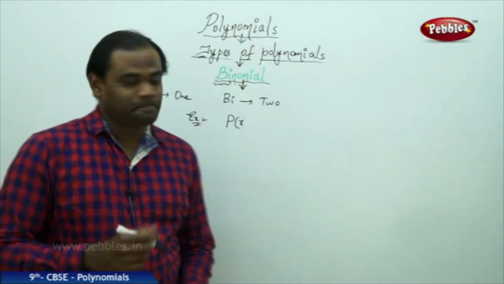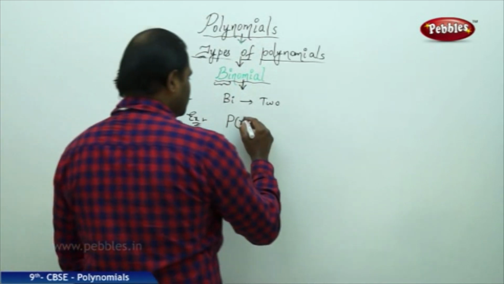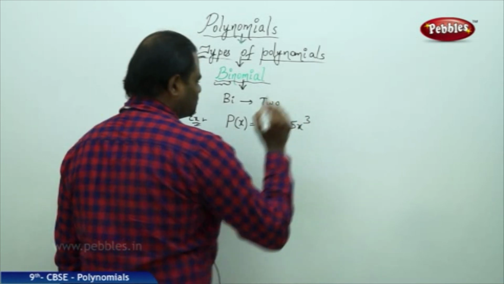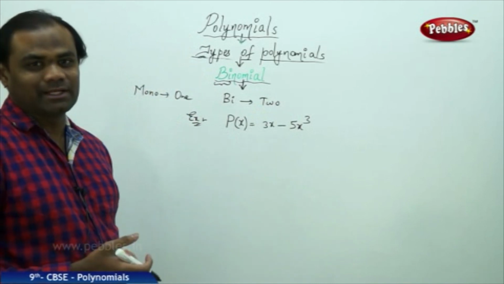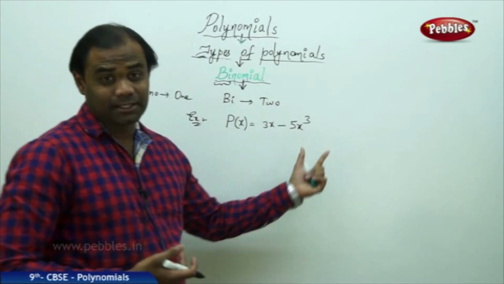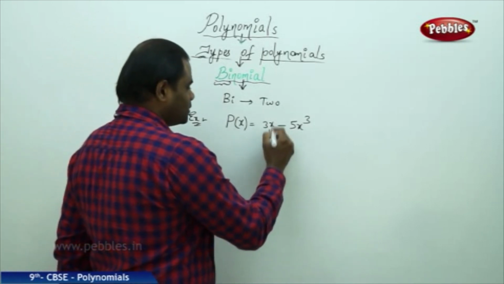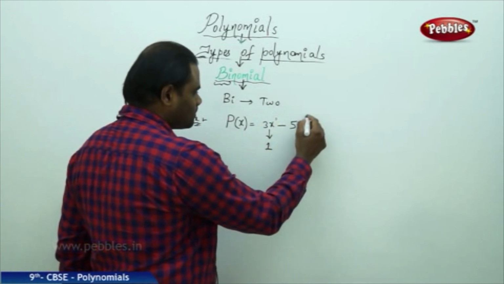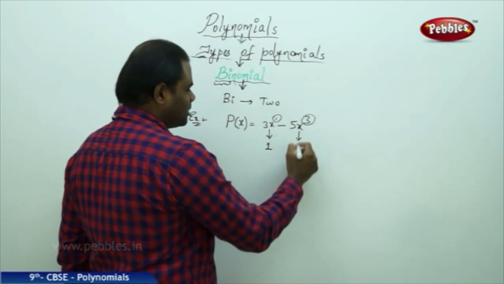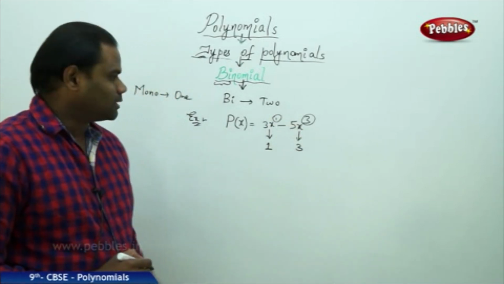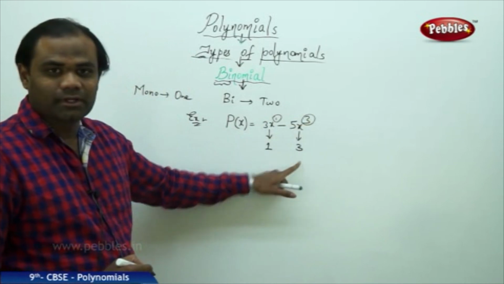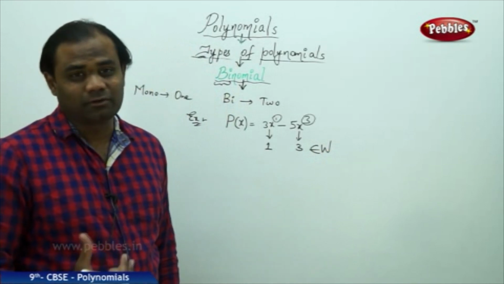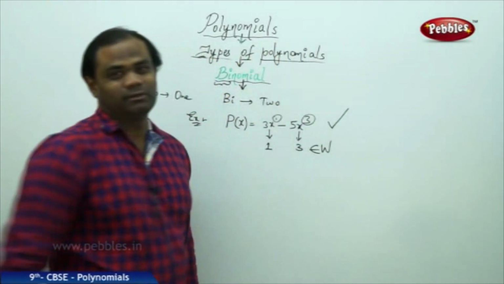most simple manner. For example, if I take the polynomial p of x equals 3x minus 5x cubed. Now this expression clearly is said to have two terms, and let's see if this is a polynomial. To start with, the variable x in the first term has its power which is 1, and the second term has its power which is 3. The power of x is 1 and the power of x is 3, and we know that 1 and 3 both belong to whole numbers, and therefore by the definition of a polynomial, this is a polynomial.